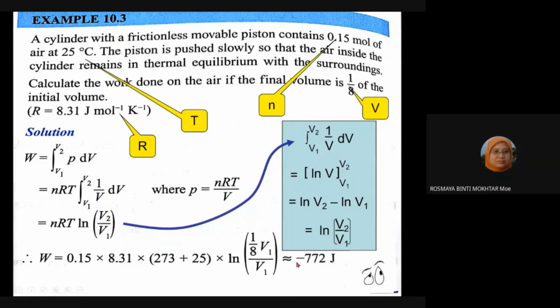So the answer is negative. If you think of the logic here, 1/8 means the volume decreases. So when final minus initial, the final will be smaller, and a smaller value minus a bigger value gives you a negative value. What does negative mean? Negative means work done on the gas. The question says calculate the work done on the gas, and the gas here is air. So it's logical to get a negative answer.